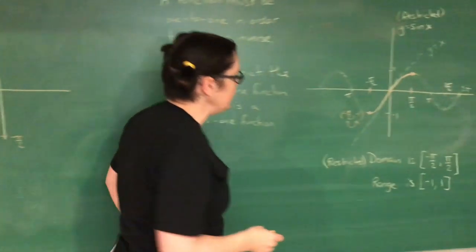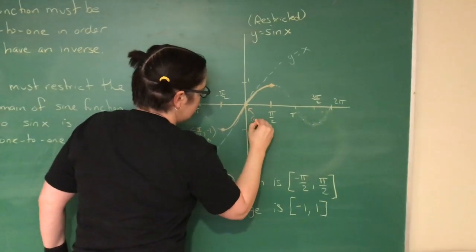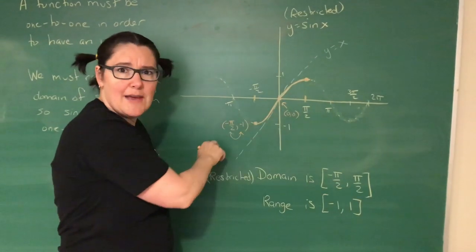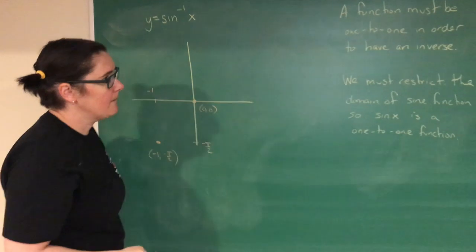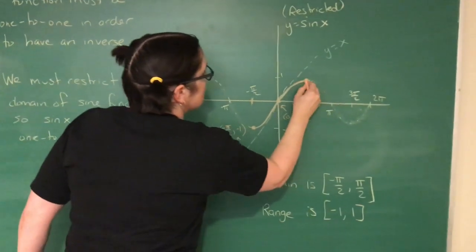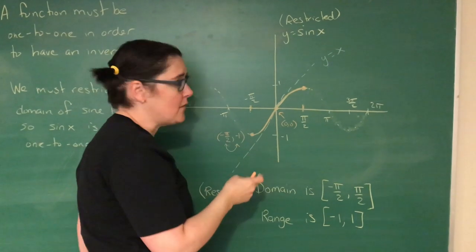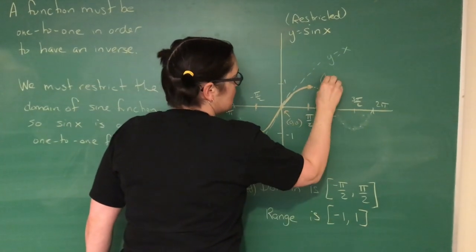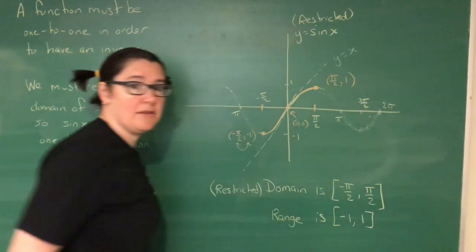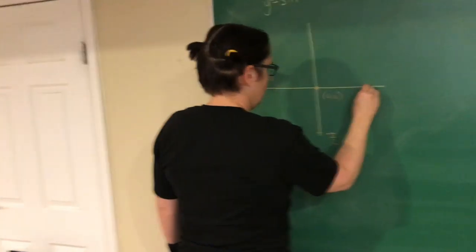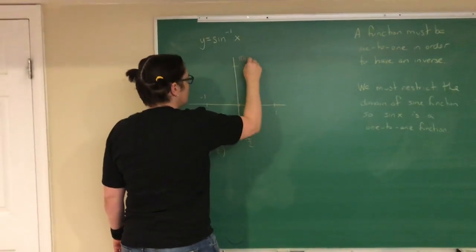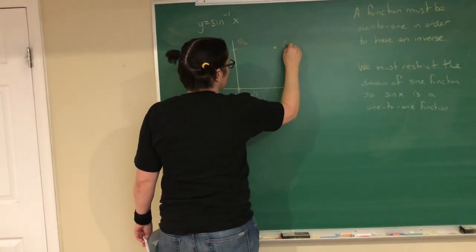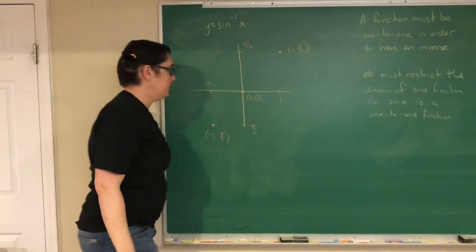Our next point is right here in the middle, which is 0, 0. If I flip the x and the y on that point, I still get 0, 0. So one of the points on my graph will be the point 0, 0. And the last important point on the portion of the sine function that we care about is where the x value is pi over 2 and the y value is positive 1. So here is 1 on the x-axis, and here is pi over 2 on the y-axis. So we have the point 1, pi over 2.